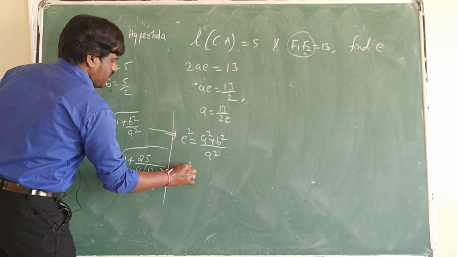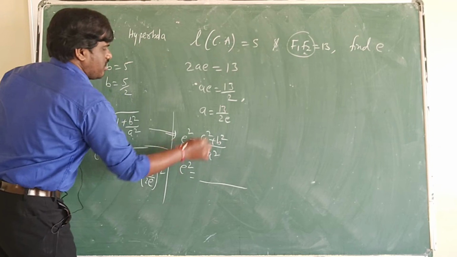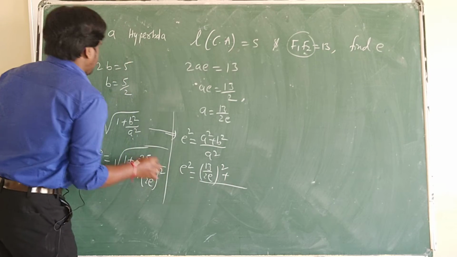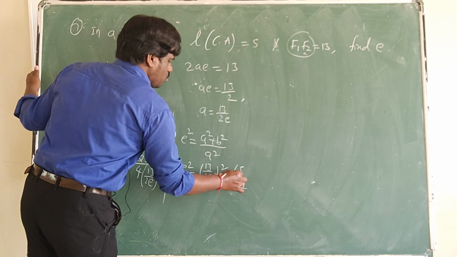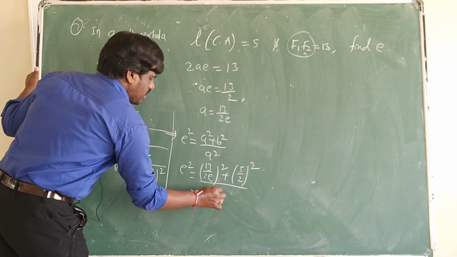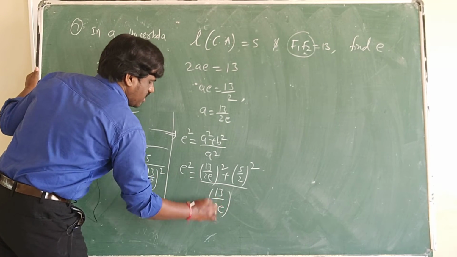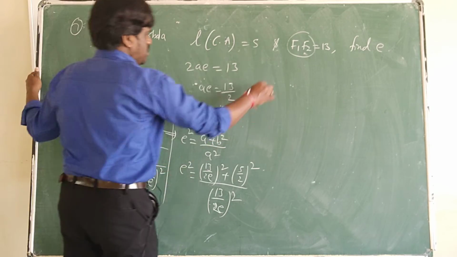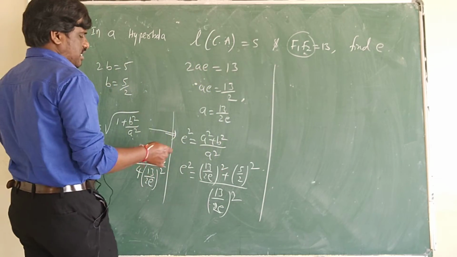So E square value is what? E square only. A square value is how much? 13 by 2E whole square. B square value is what? 5 by 2 whole square. And A square value is what here? 13 by 2E whole square. Just simplify this and you are going to get the answer, the eccentricity. Tell me what is the eccentricity here.